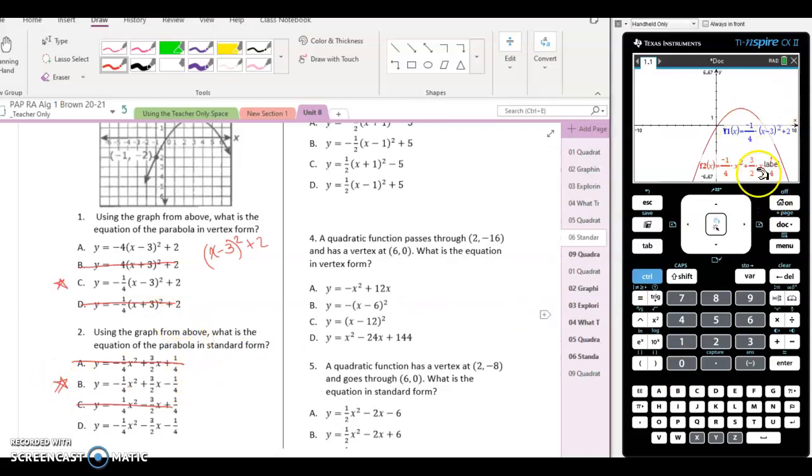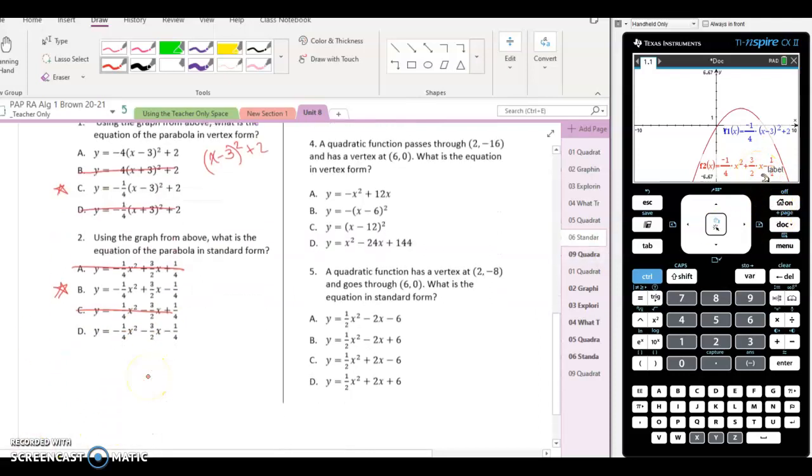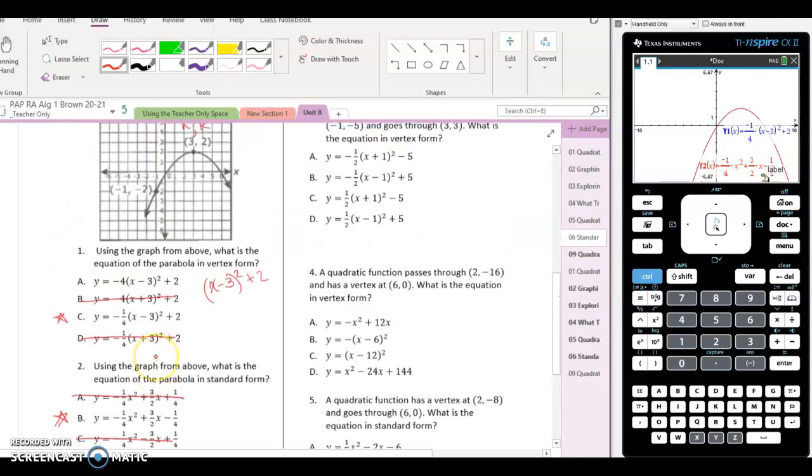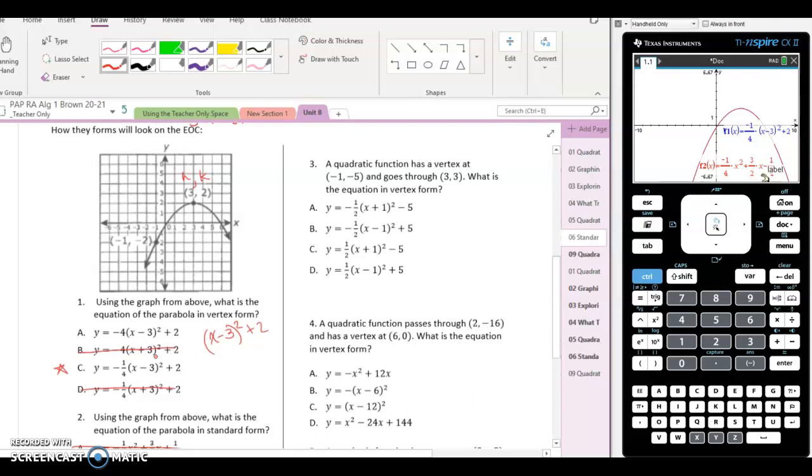You know what? We graphed and matched. All right, so that's pretty easy, right? That's a good test-taking strategy right there. If you're unsure, that's a lot of fractions, and I know you don't like fractions, and that's okay.